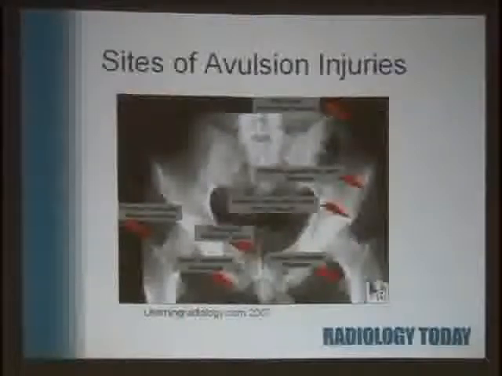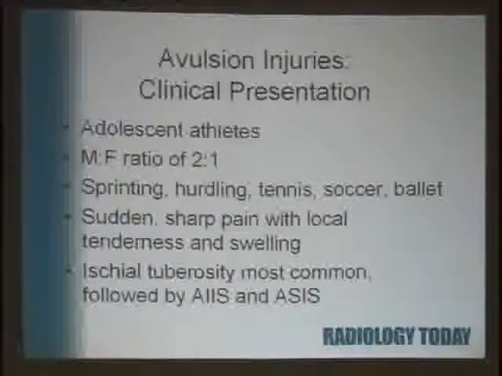You have many sites of apophyses, and you have others in the rest of your body, but in your hips, it's along your iliac crest. It's the anterior superior and anterior inferior iliac spine, with different muscle attachments, sartorius, rectus femoris, and then the ischial tuberosity down at the hamstrings, all these places. You pop that little bone off, and it really hurts, okay? So it's adolescent athletes, more common in boys than girls. It's seen in sports like sprinting, hurdling, tennis, soccer, ballet, with sudden sharp pain with localized tenderness and swelling. The most common is the ischial tuberosity, followed by the superior and inferior spine.